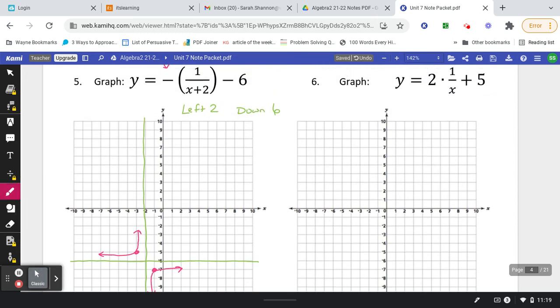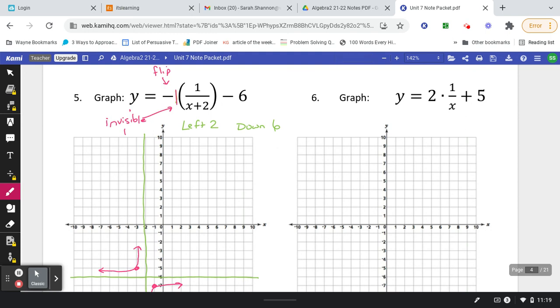And again, if there's no number in front of there, there's an invisible 1. So we maybe leave a little note of that. So you just have that regular graph. The only thing that changes is it's flipped.